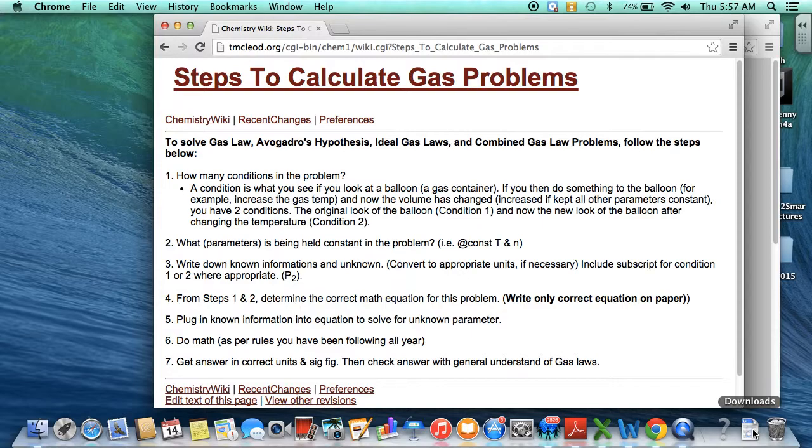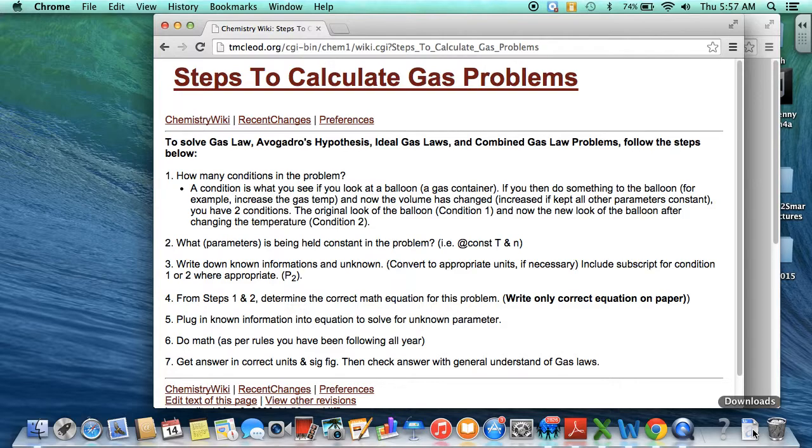Then if you have a two condition problem, you do something to the balloon. You can know that you did something because you see action verbs like decrease, compress, cool down, heat up, leak. Then your gas is in a new condition. It also has four variables: a new volume V2, T2, P2, and N2. If so, you have a two condition problem.